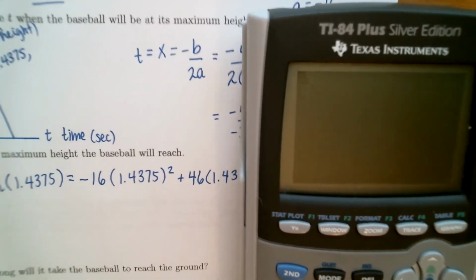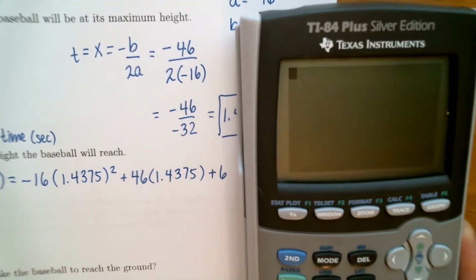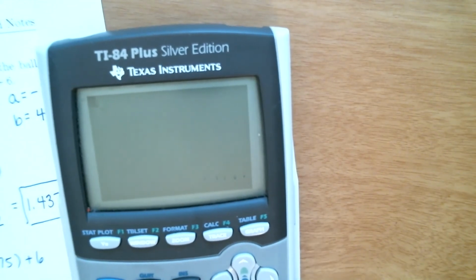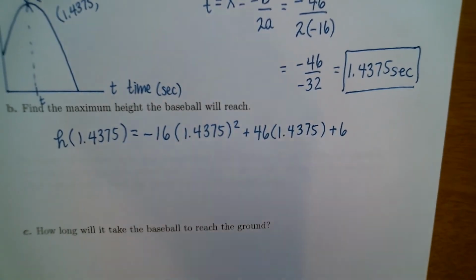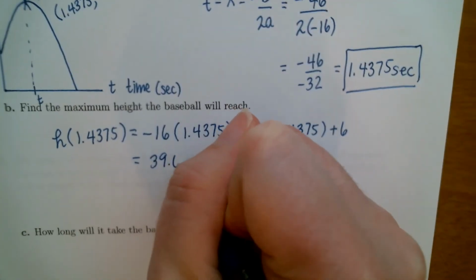Let's see if I can do this. All right, trying to make sure it's not too dark. I'll go ahead and just plug it in. So we're going to get negative 16 times 1.4375 squared plus 46 times 1.4375 plus 6. Okay, and that's what we're going to get. Let me write this down.